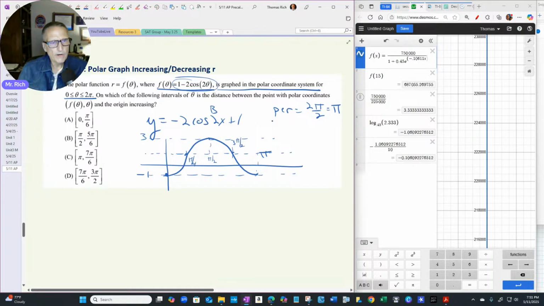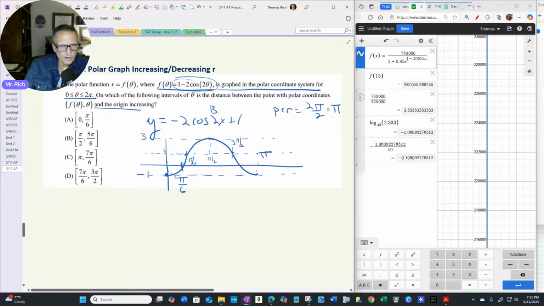All right, so now over what intervals is the distance between the point with the polar coordinates and origin increasing? Okay, well, this point right here is going to be pi over 6 right there, because that should be halfway between 0 and pi over 4. But it's not going to be halfway, it's going to be on the smaller angle, right? Because over here is going to be 2 pi over 3. So now I want to know where it's increasing.